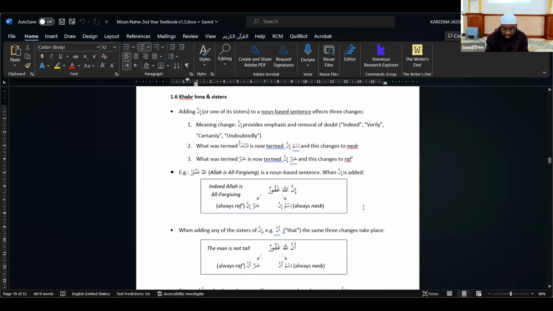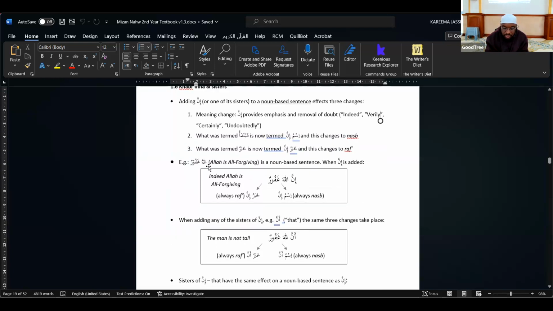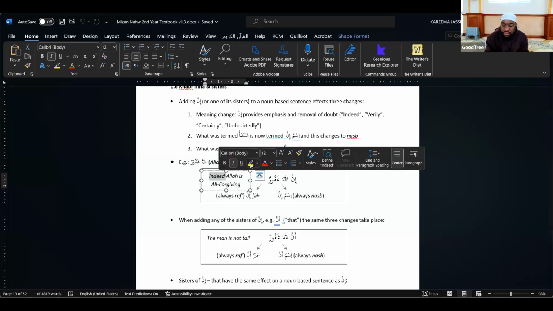No? Okay. So then he gives us the example. Allahu ghafurun. Allah is all forgiving. It is a noun-based sentence. When inna is added, inna allaha ghafurun, then indeed Allah is all forgiving. So you can see the first change is the change in meaning, thereby that, indeed. Right?